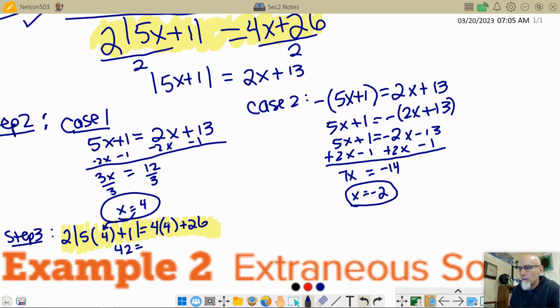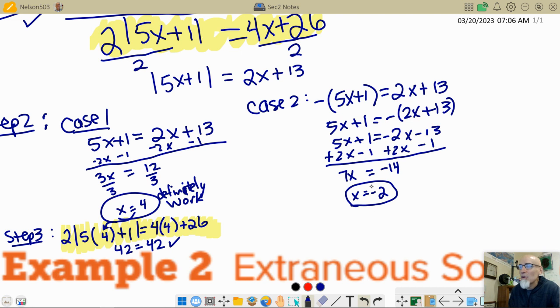Okay, now let's do the other side. 4 times 4 is 16. 16 plus 26 is 42. Check mark. This is one of our solutions. Definitely a solution. Definitely works. Hope I spelled that right. This bothered me. Definitely, yes, that's right.